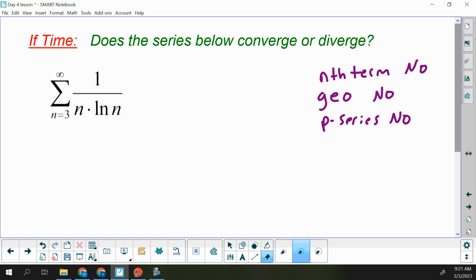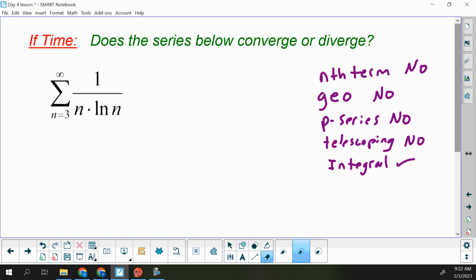Next, of the tools that we have, maybe look for telescoping. For telescoping, we need 2 fractions, or 2 separate terms, I should say. Most frequently they're fractions where we're subtracting them. Because we've got that natural log of n, this wouldn't be able to be split into partial fractions like we could if it was a polynomial. So no for that. So the only thing we've got left is our integral test.